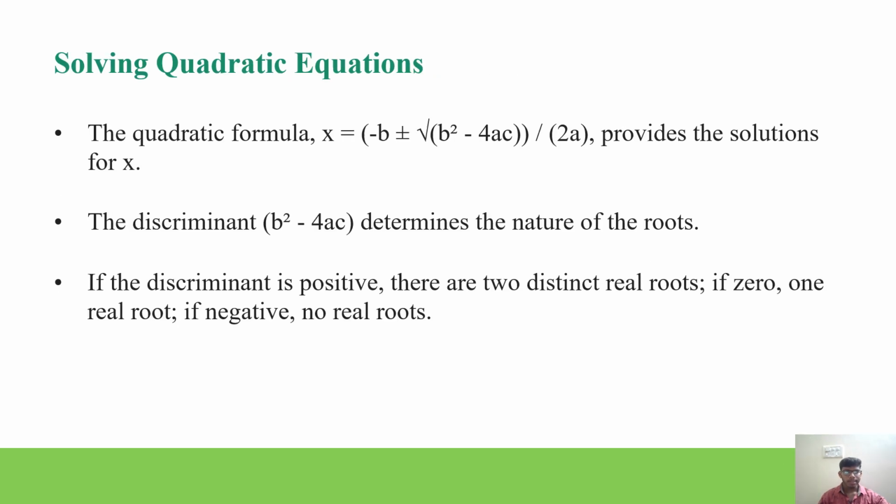Solving quadratic equations. The quadratic formula is x = (-b ± √(b² - 4ac)) / 2a, providing the solution for x. The discriminant b² - 4ac determines the nature of the roots. If the discriminant is positive, there are two distinct real roots. If it is 0, there is one real root. If it is negative, there is no real root.